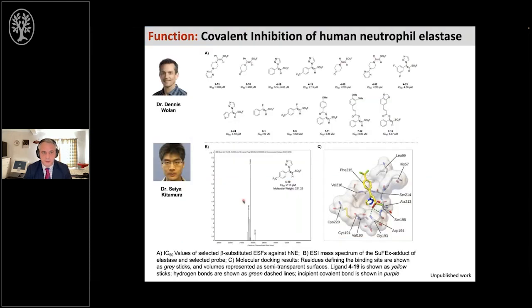And here's a quick example of how we did that. We did a screen of our library with Dennis Wallen's group against human neutrophil elastase. Now, we chose this because in earlier work we'd shown that certain sulfonyl fluorides form nice covalent adducts to the active site serine in human neutrophil elastase, and we got a very selective compound. So we did have an idea that we may have some activity, but of course we screened a number of them, and again, the triazole groups definitely came out as the lead, the winner here.